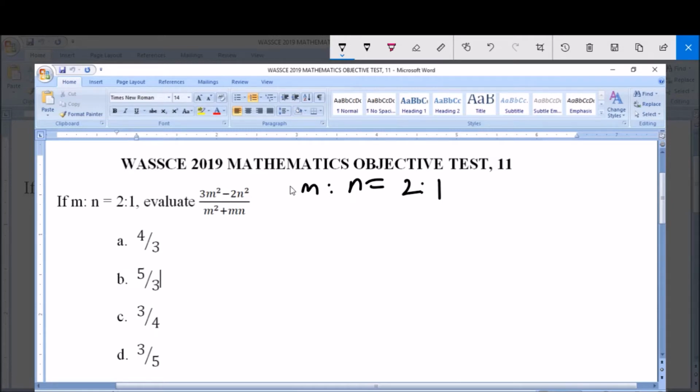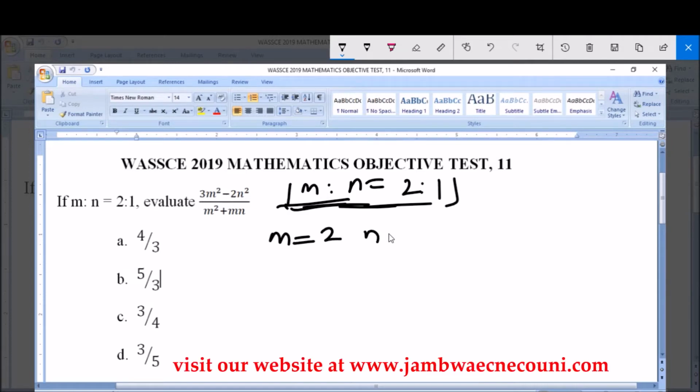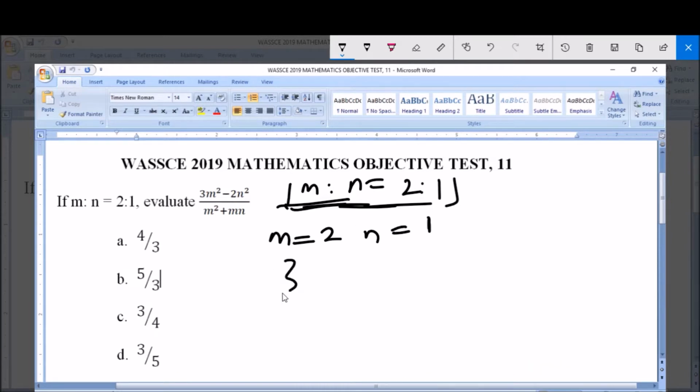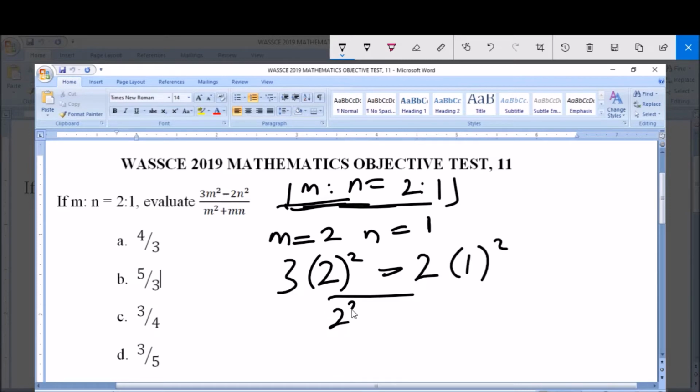So now when you have a question like this, they say m ratio n is equal to 2:1. It means our m will be 2 and our n will be 1. So we substitute the values in the equation. Now we have 3m squared, that's m is 2 squared, minus 2n squared, n is 1 squared, divided by m squared. I said our m is 2 squared, plus mn. M is 2 and n is 1. This is what we'll have.